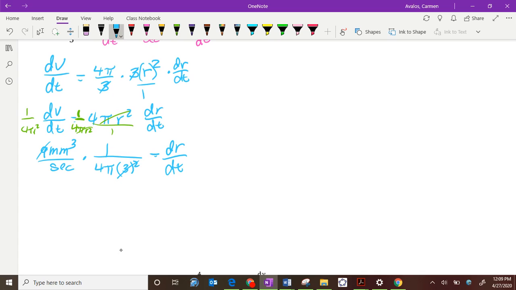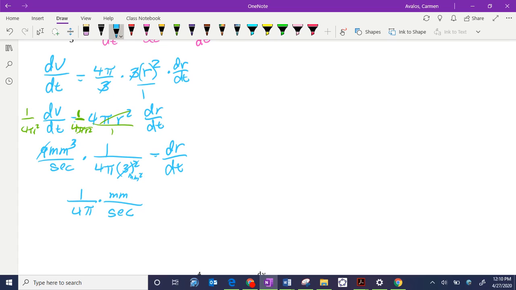And so we end up getting something that's really small here, 1 over 4 pi. And then the 3 squared is going to be millimeters squared, so that's going to cancel there. And so we know that it's talking about the radius, so that's just going to be 1 unit on there. So we end up with 1 over 4 pi millimeters per second.